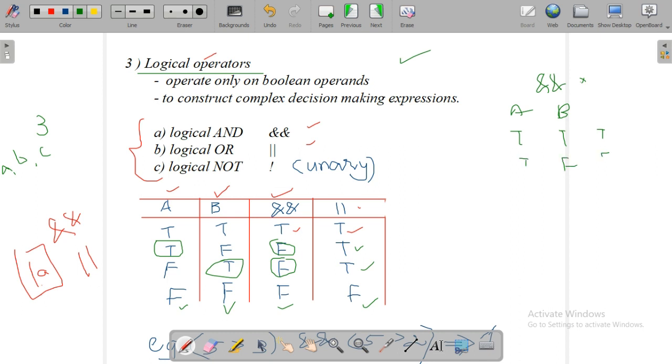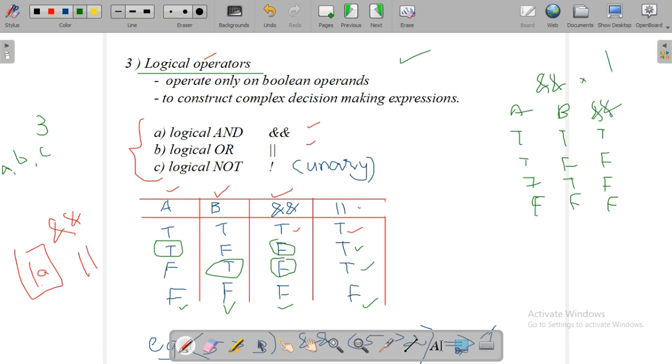Then true into false, false. Then false into true, false. The last one, false into false, false. So this concept is logical AND.